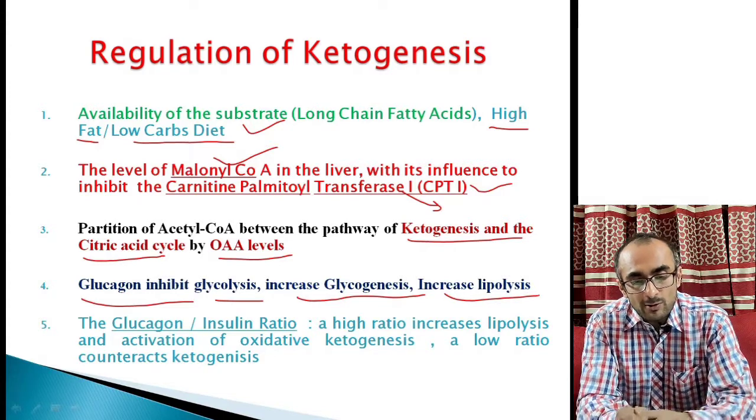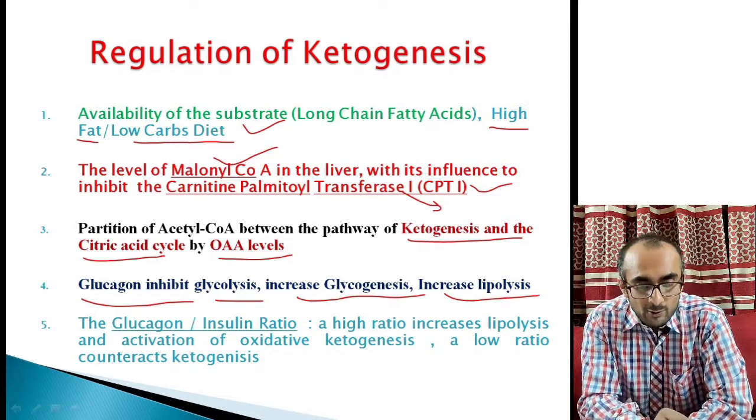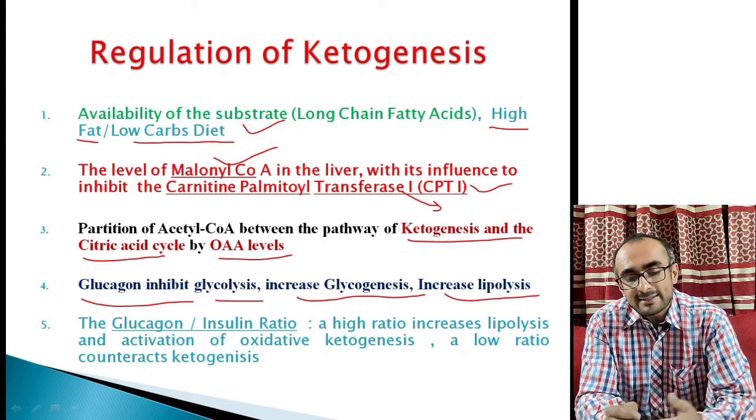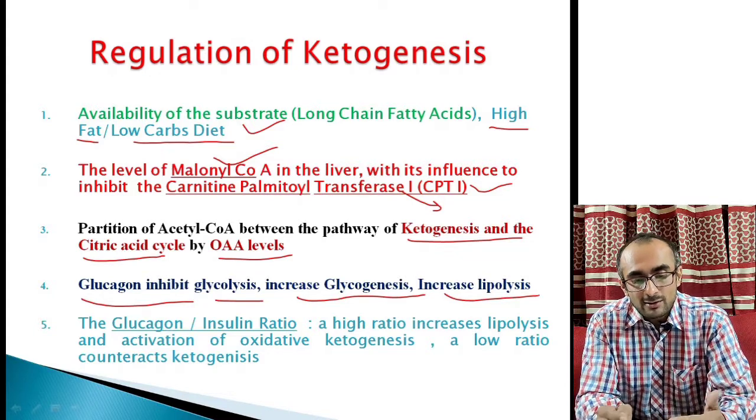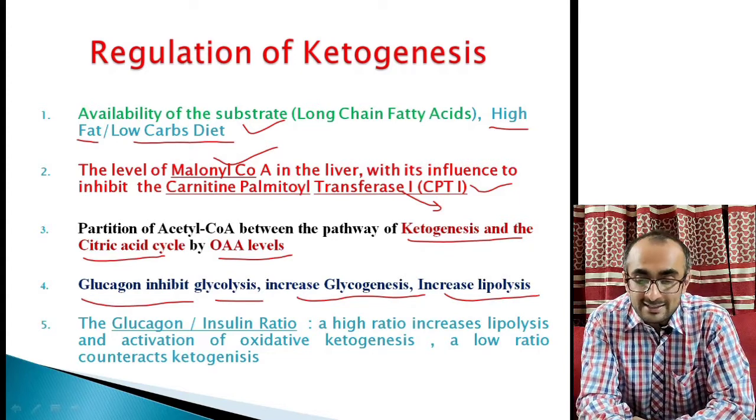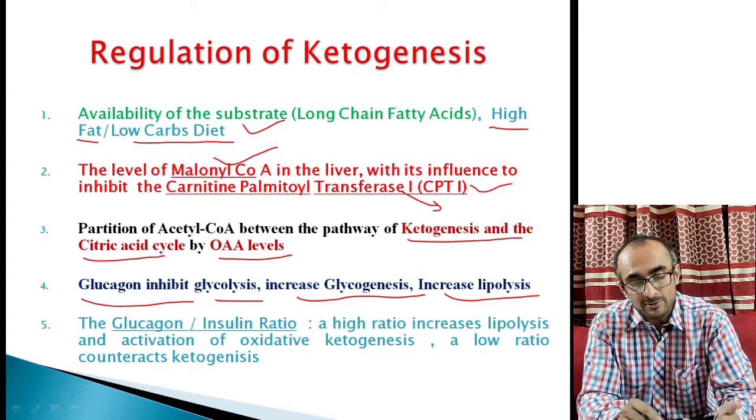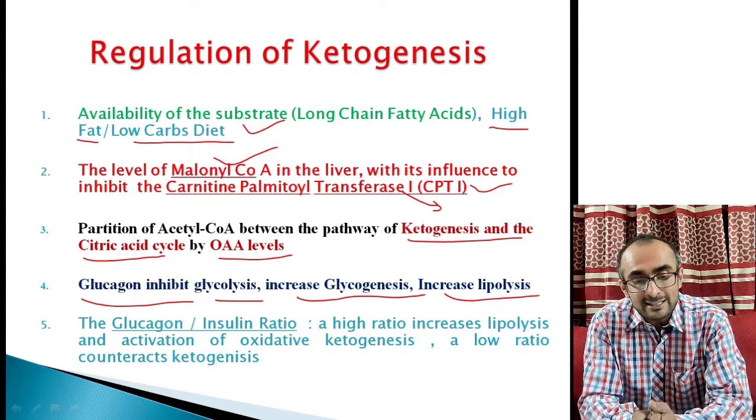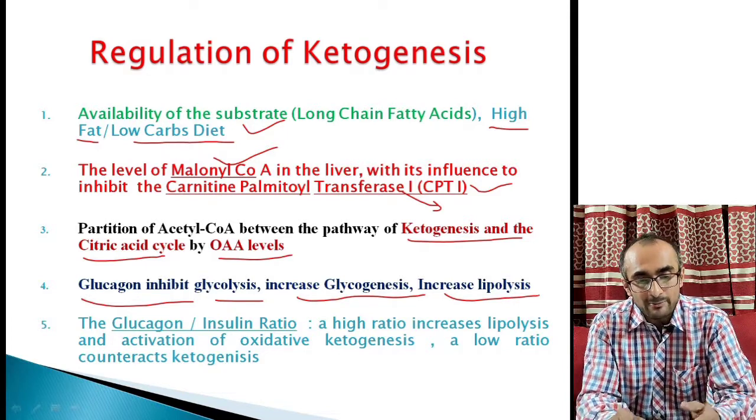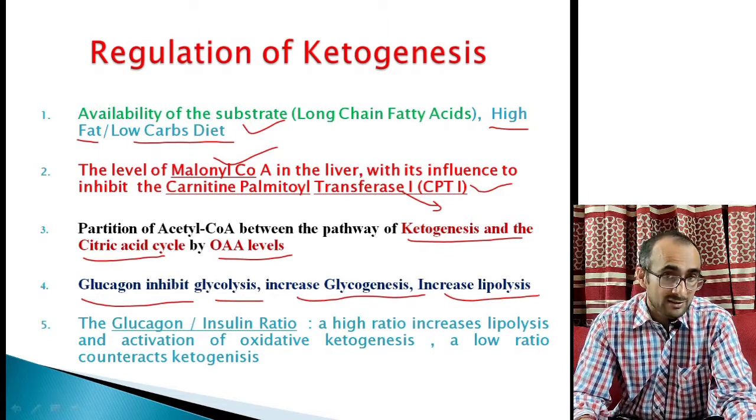And it's not only glucagon, basically it's the ratio of glucagon and insulin. If glucagon is high and insulin is low, in that case fatty acid oxidation is increased, glucose synthesis is increased, and ketogenesis is promoted. Whereas if insulin is present in high concentration, ketogenesis is inhibited, and beta oxidation of fatty acid is also inhibited. We have discussed those in detail in the earlier lecture on regulation of beta oxidation reactions.